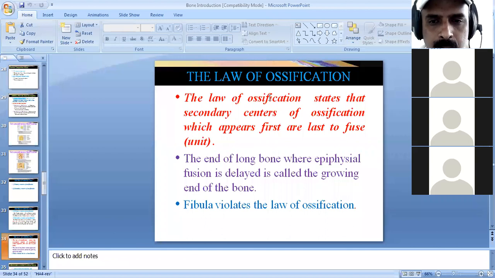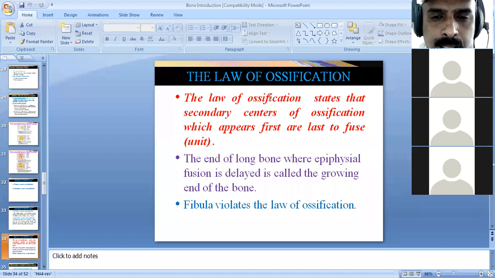The end of a long bone where epiphyseal fusion is delayed is called the growing end of the bone. If it appears first and fuses last, there is no problem. If it appears first and fuses first, then it is not following the law of ossification. Here you should know one bone which does not follow the law of ossification: the fibula violates the law of ossification.